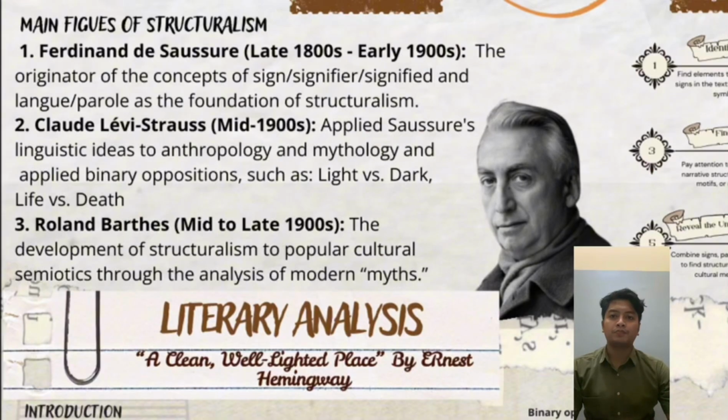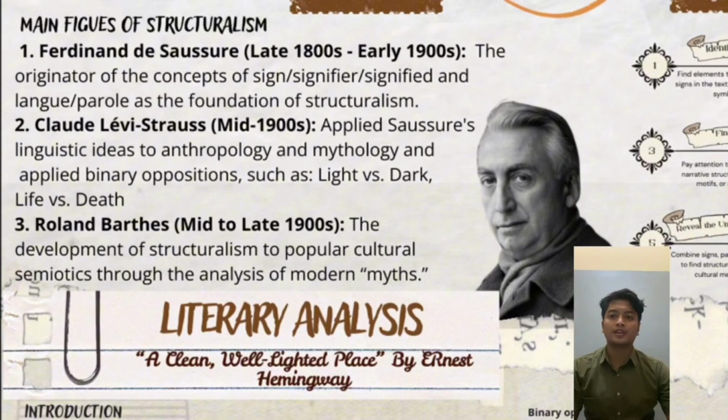Structuralism did not appear overnight. It was built on the work of three towering intellectual figures. The first figure is Ferdinand de Saussure. His period is around late 1800 until early 1900. He is the originator of the core linguistic concepts that form structuralism's foundation, such as sign, signifier, and signified. He also introduced the concept of langue, the abstract language system or structure, and parole, the individual speech act.